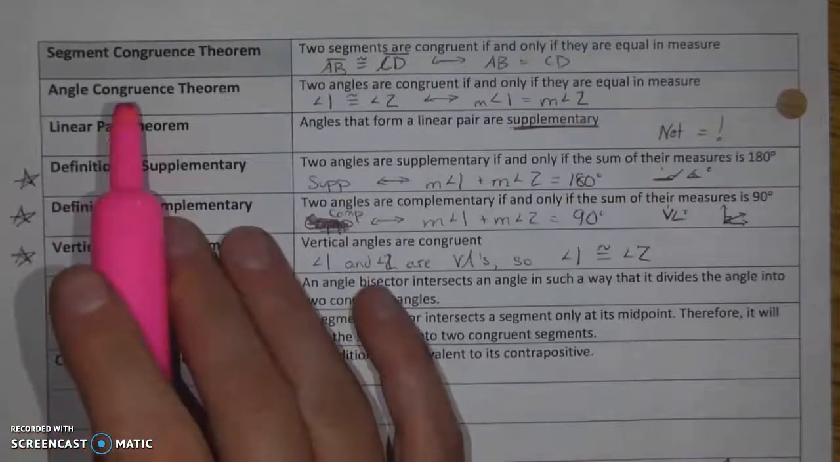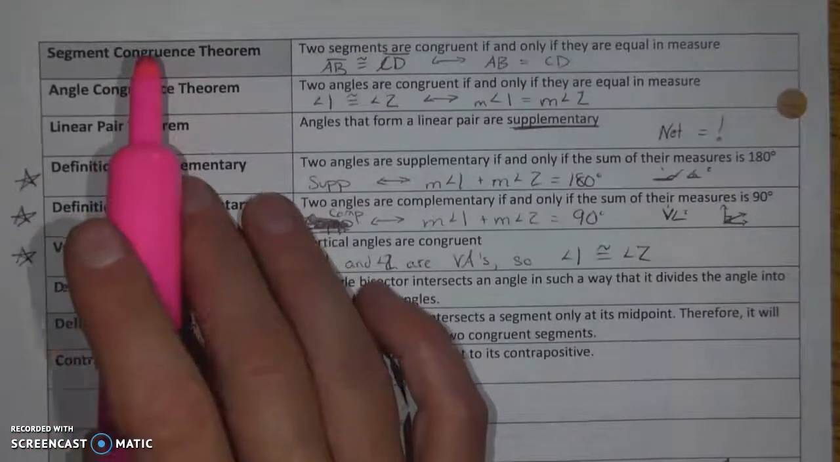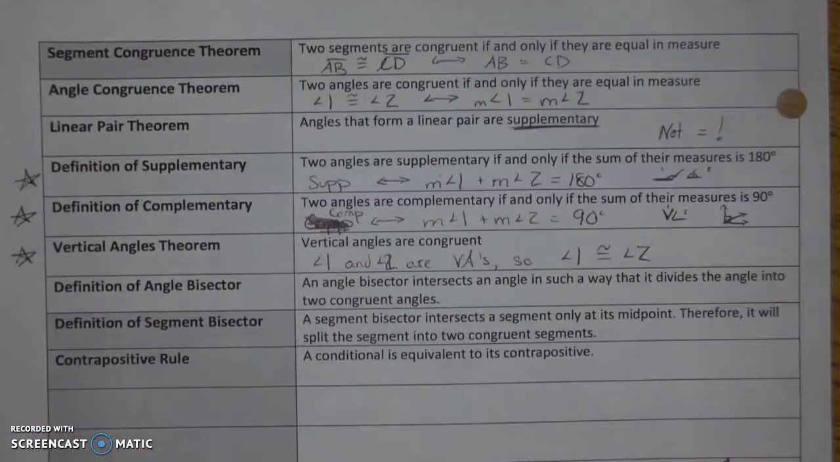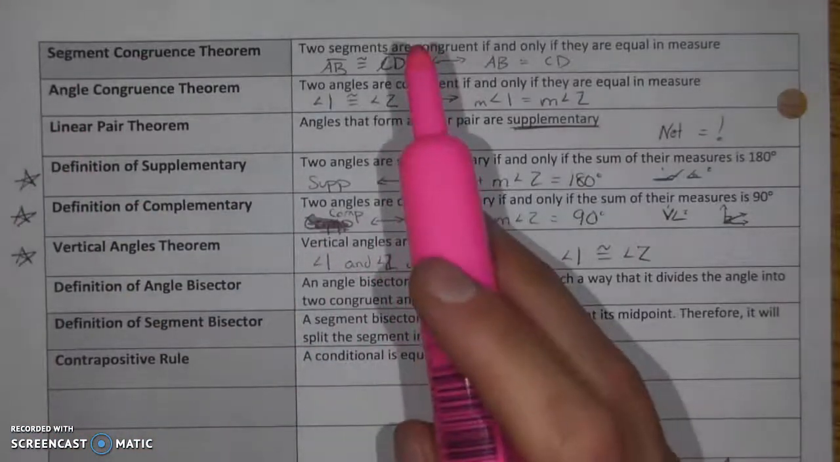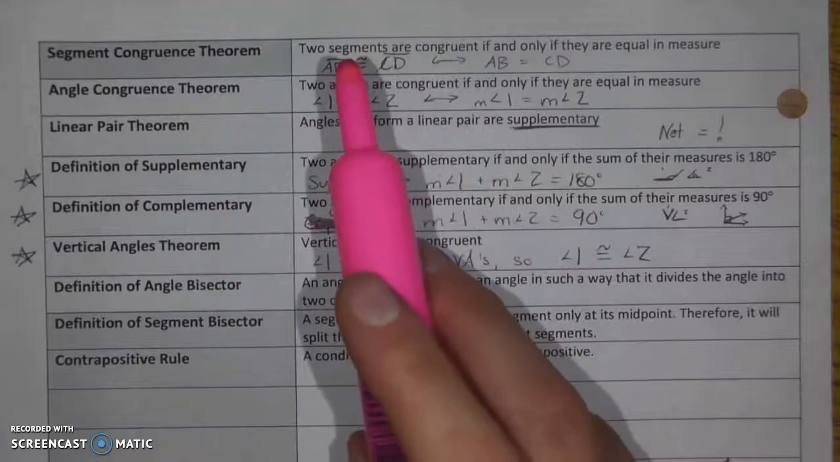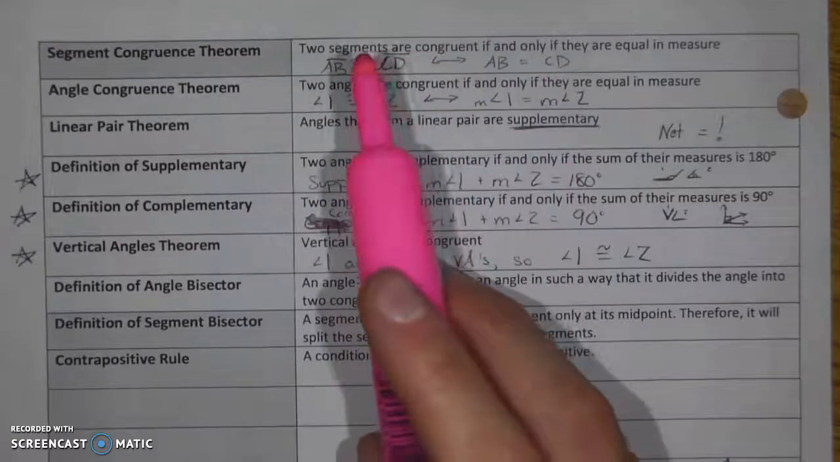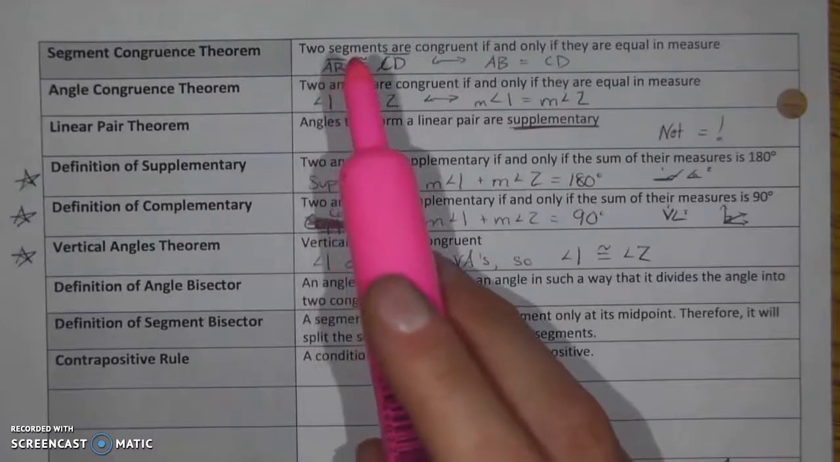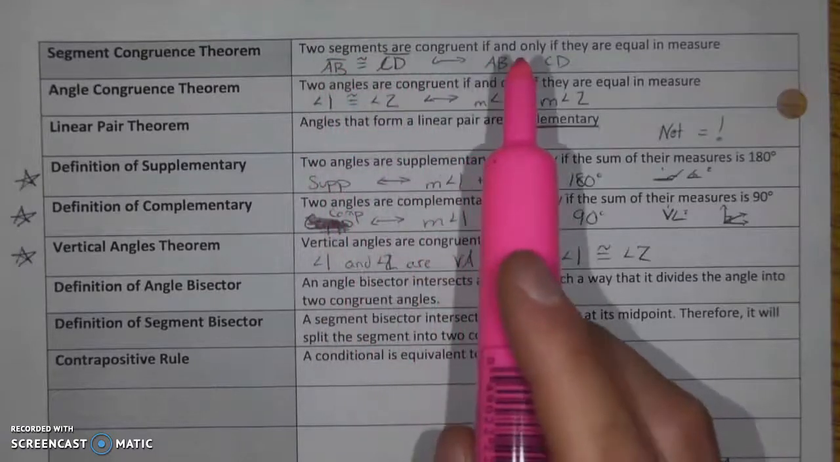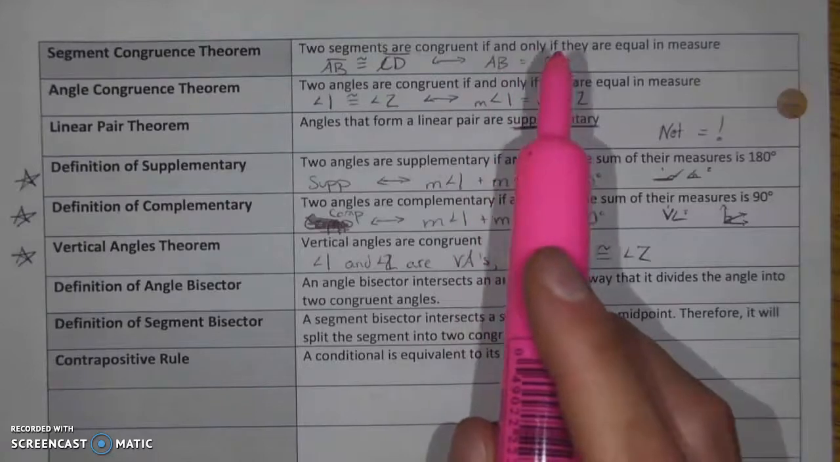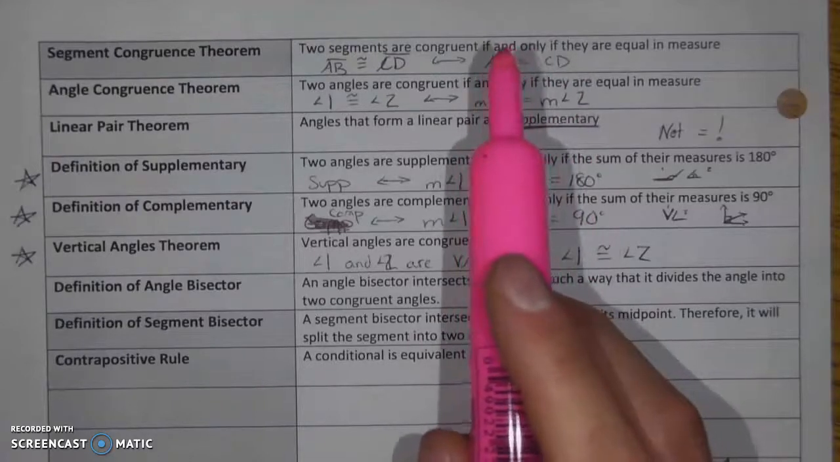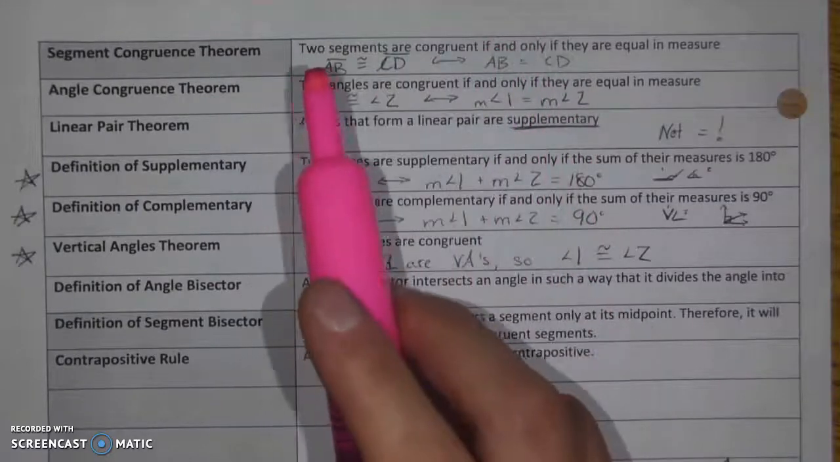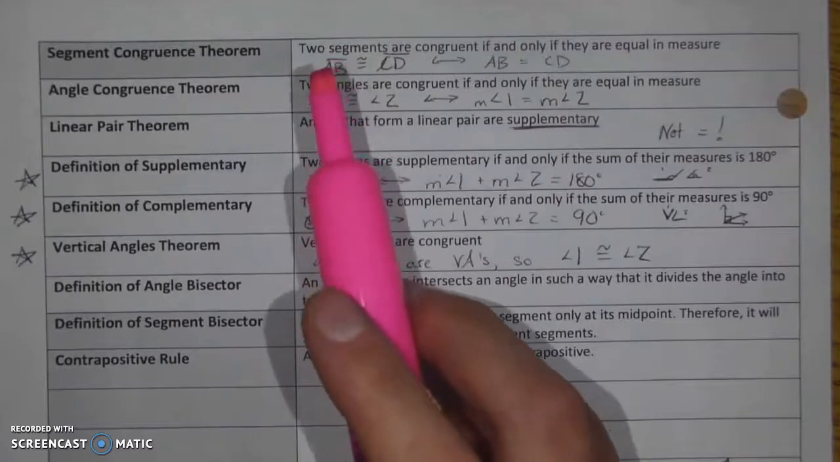Now angle congruence theorem is just like our segment congruence theorem, only this time we're going to be talking about angles. So remember, our segment congruence theorem basically lets us switch between congruency and equality. And remember, congruency is always talking about the figure, like a line segment itself, whereas equality is always talking about its measure, like the number 5 or 5 inches, as opposed to the actual AB, which is a drawn line.